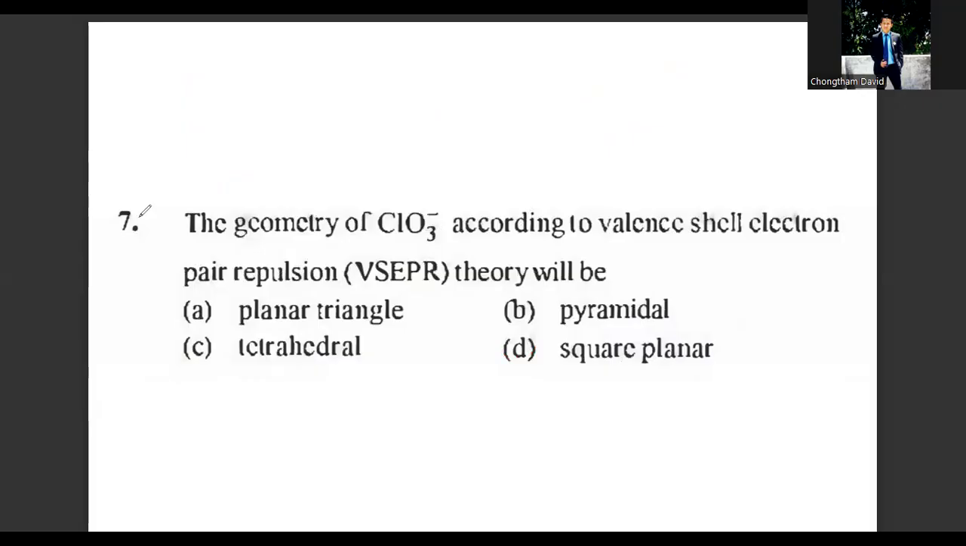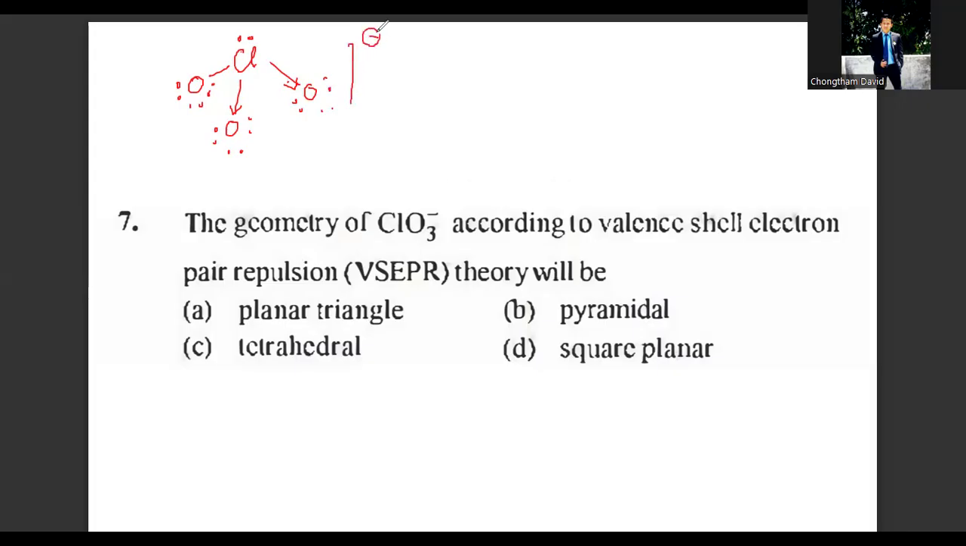The geometry of chlorate according to valence shell electronic pair repulsion theory will be. So this hybridization is going to govern the shapes or geometry of this ion. So if I write the structure of the ClO3 minus, it would be, yes, 3 oxygen, and there are coordinate bonds. Let us write the lone pairs present here. 6, 1, 2, 3, 4, 5, 6, 1, 2, 3, 4, 5, 6.